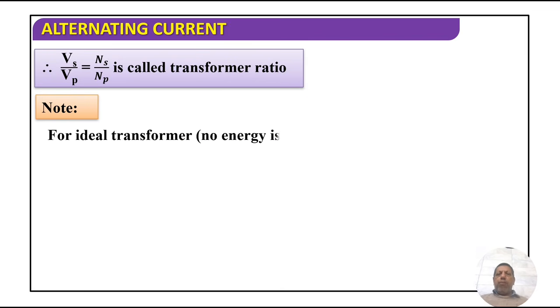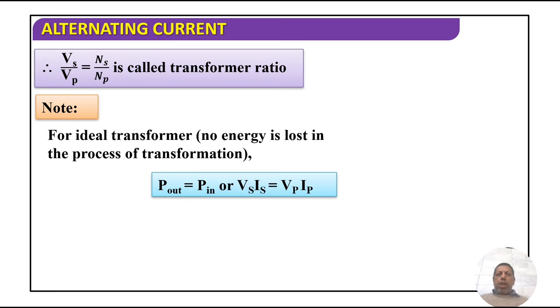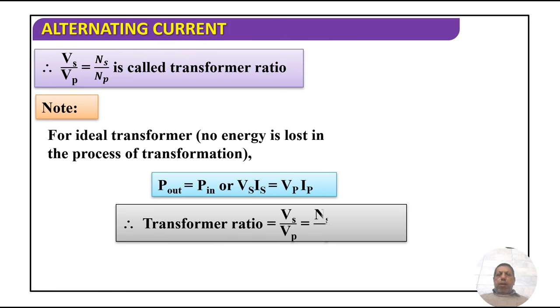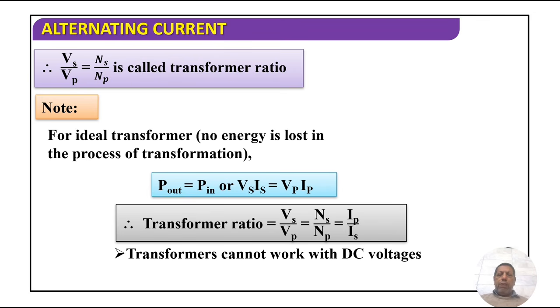Now, special note, for an ideal transformer, no energy is lost in the process of transformation. So, P output is equal to P input, or VSIS is equal to VPIP. Therefore, transformation ratio is equal to VS upon VP is equal to NS upon NP is equal to IP upon IS. Transformers cannot work with DC voltages since they are based on Faraday laws.